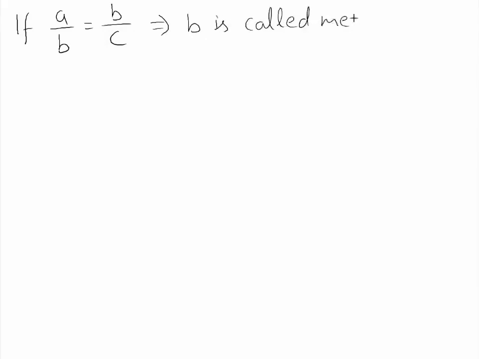Next is, if A by B equals B by C, then A, B and C are in proportion, and in this case we can see that these two numbers are identical. So here B is called mean proportion, or it is also called the geometric mean.